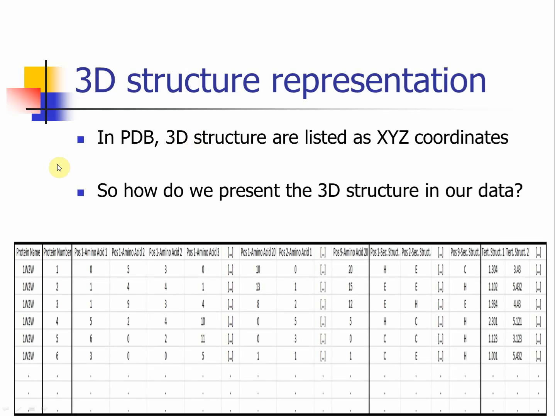In other words, we saw this picture in our chapter 2 presentation before. For one protein, it has 180 primary sequence information. It has 9 positions of the secondary structure. Now, how do we store the three-dimensional information over here? Let's take a look at an example.